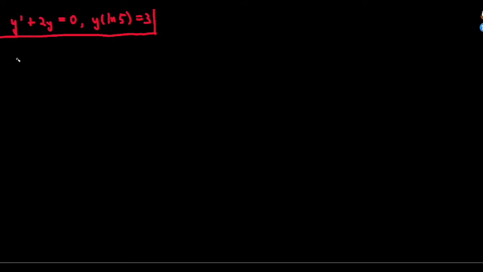Alright, so let's take a stab at solving another first order differential equation with an initial value problem. So first of all, as always, I'm going to rewrite this as dy by dx plus 2y equals 0. I just changed the notation, just to make our lives easier.